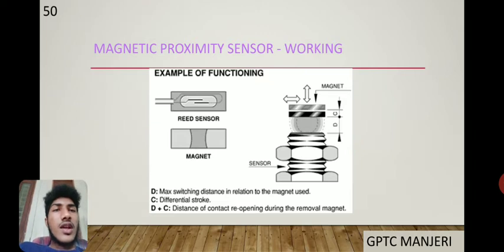This is the working diagram of the magnetic proximity sensor. This is only able to detect the presence of metallic objects. There is a permanent magnet, and the magnetic properties help to detect the presence of the metallic objects.